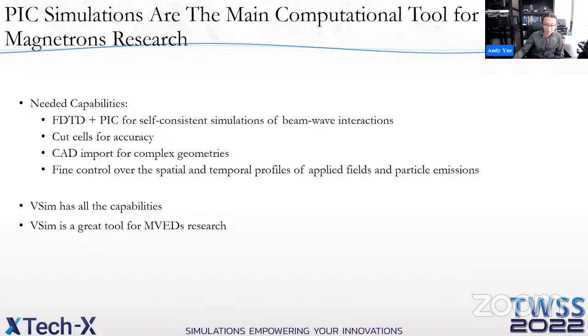Third, it would be great to be able to do CAD imports to make it easier to work with complex geometries. And last, and also very important, I need to be able to finely control the spatial and temporal profiles of the applied field and particle emissions so that I can run experiments to explore the physics. As you can expect, VSim has all of these capabilities, so VSim works as a great tool for MVED research.